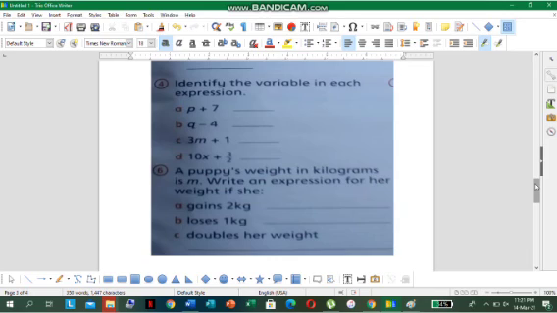All right. Next one. B, loses 1 kg. If you're walking on the road and your pencil drops, you lost your pencil. That means it is taken from you, right? You lose it, so you don't have it anymore. So the operation of maths that you will use there is subtraction, right? So it's m minus 1 kg. M is the puppy's weight. We don't know. All right?